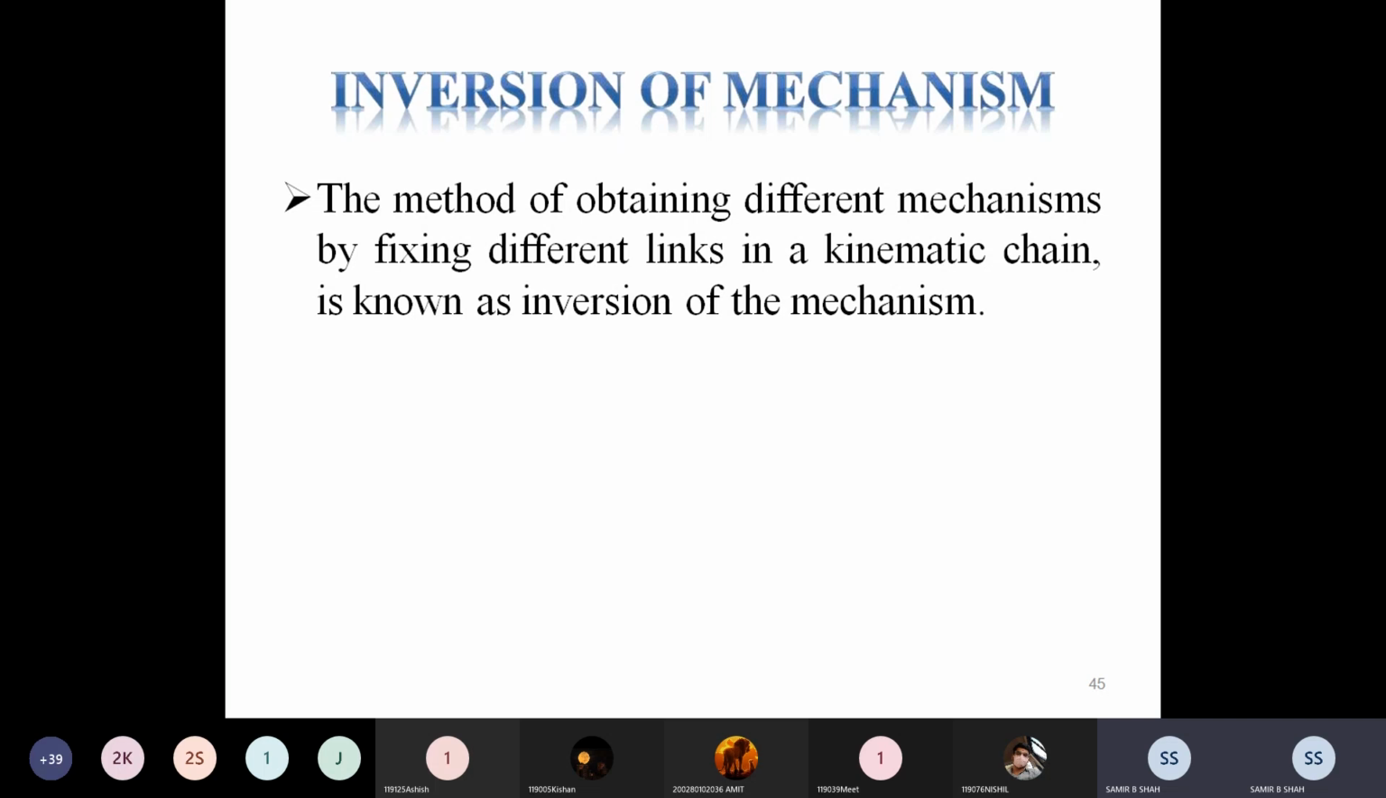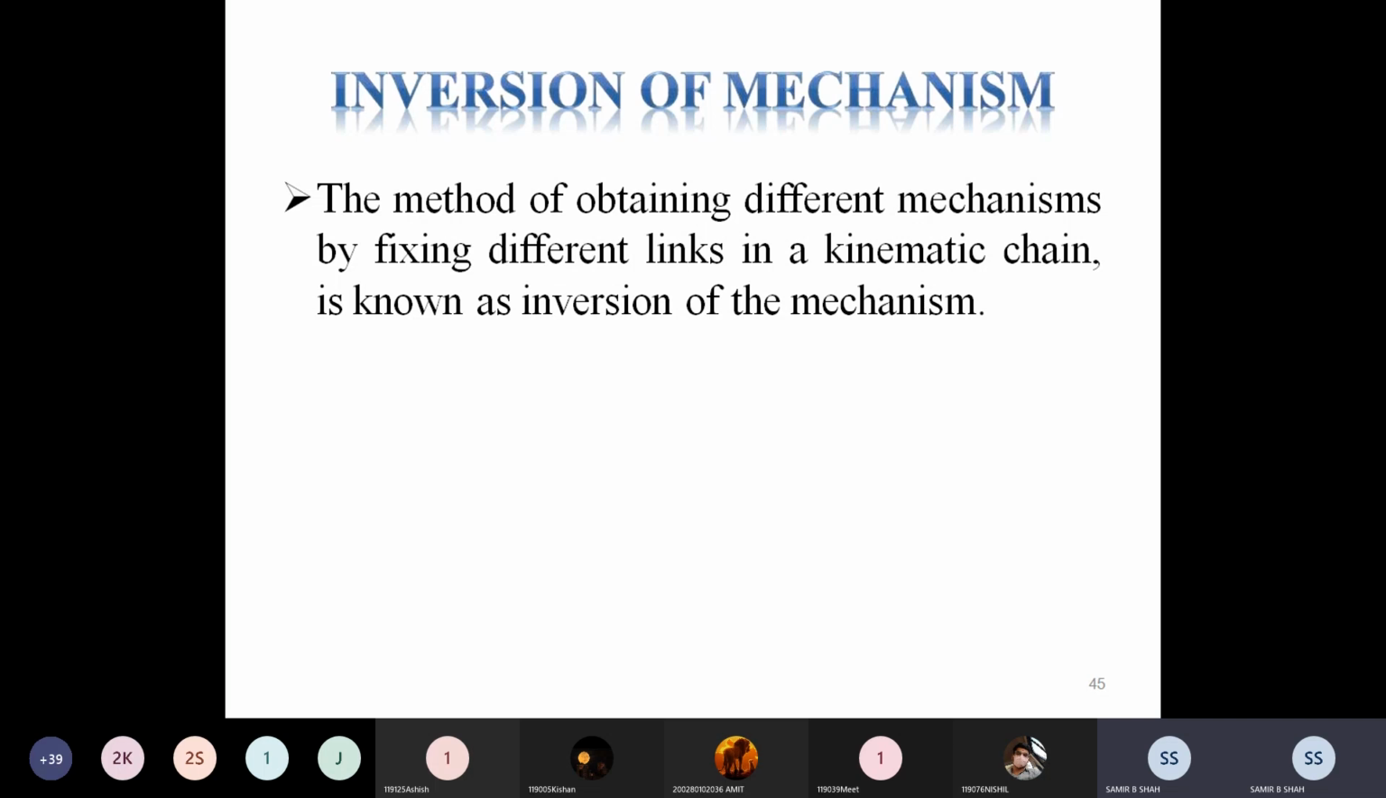First one link is fixed, then another link is fixed. It means fixing different links in a kinematic chain, which we also discuss in the laboratory session. After the end of this topic, we will directly start how inversion of mechanism is actually implemented, so that your concept may be clear. Remember that every time different links are fixed, and whichever mechanism is generated, that is called an inversion of mechanism.